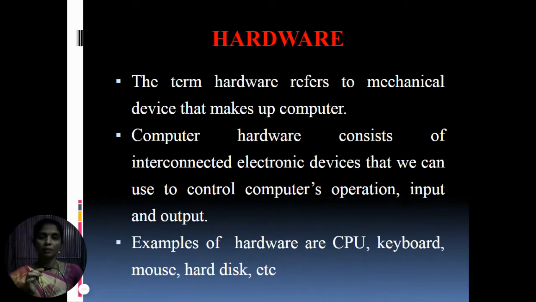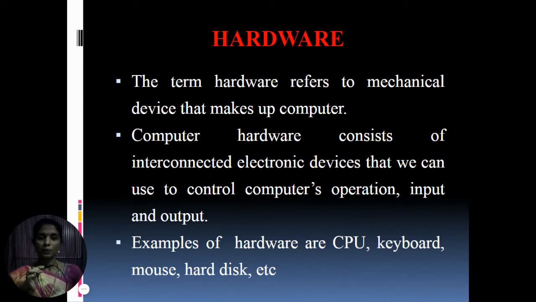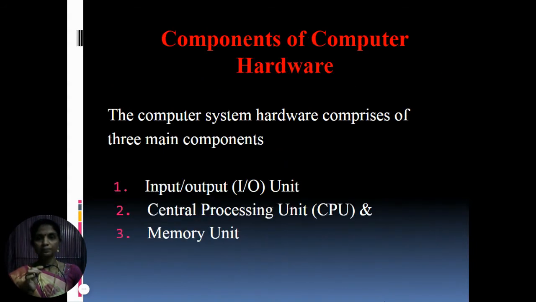What is hardware? The term hardware refers to the mechanical devices that make up a computer. Computer hardware consists of interconnected electronic devices that we can use to control computer operations, input and output. Examples of hardware are CPU, keyboard, mouse, hard disk, etc. Next, we will discuss the components of computer hardware.